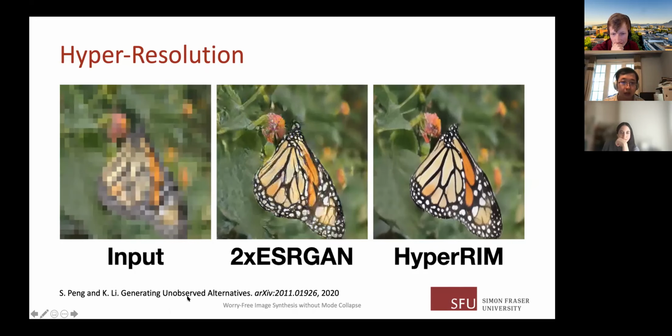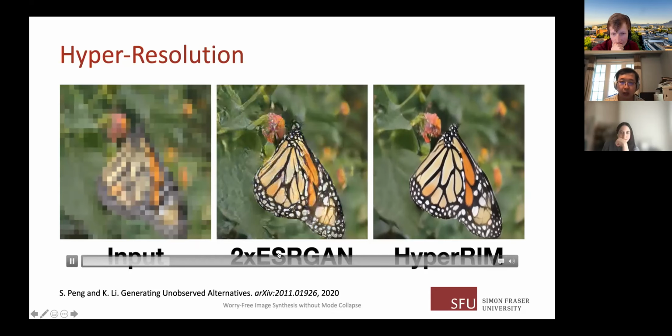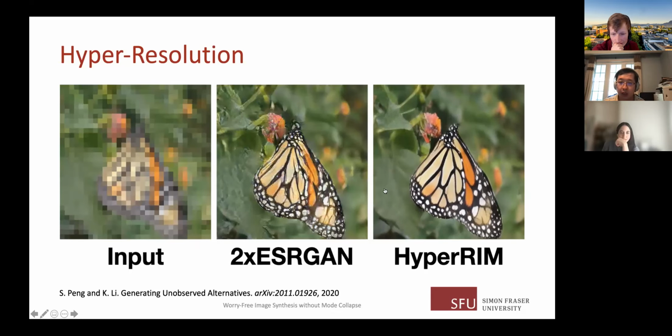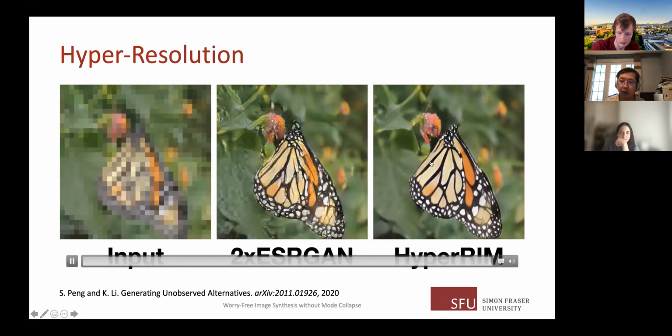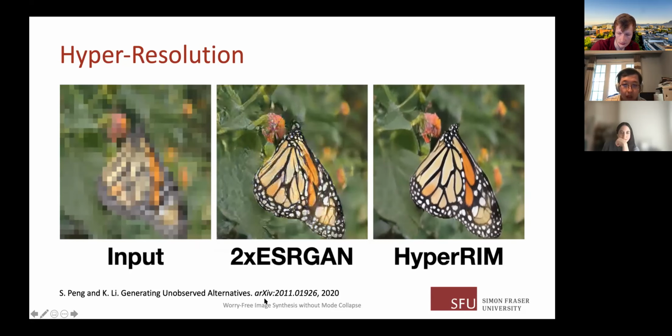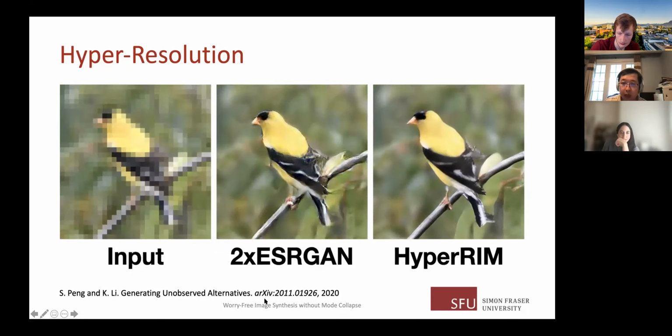Now here are some comparisons with the GAN-based methods. We achieve better quality, and unlike the GAN, it's able to give you different samples, whereas the GAN stays the same. And some other images.